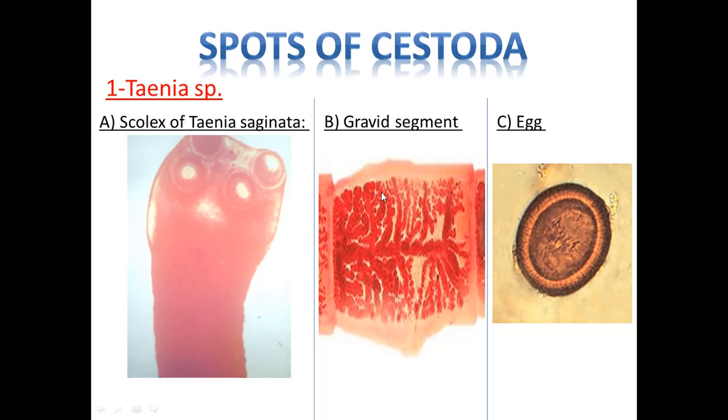And so on, the mature segment only. Okay, the egg of Taenia species is very characteristic. It's circular in shape, not oval. It's circular in shape, and it has double wall like the car tires. It looks like car tires.